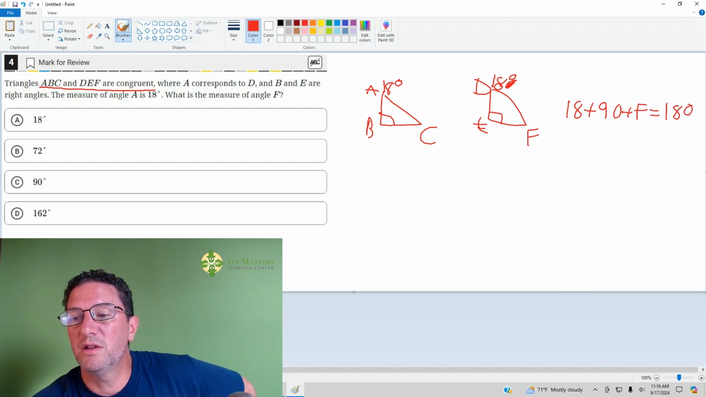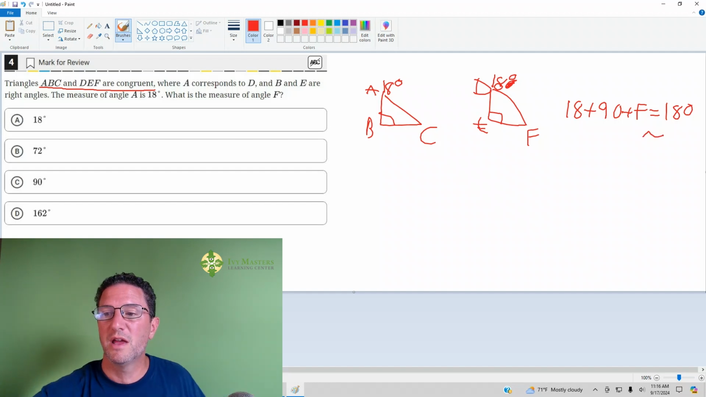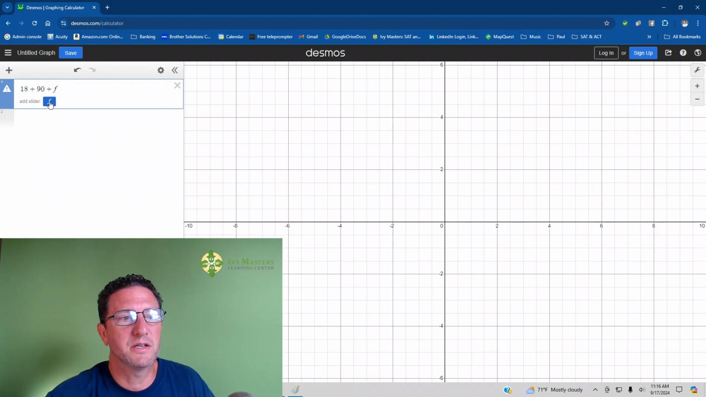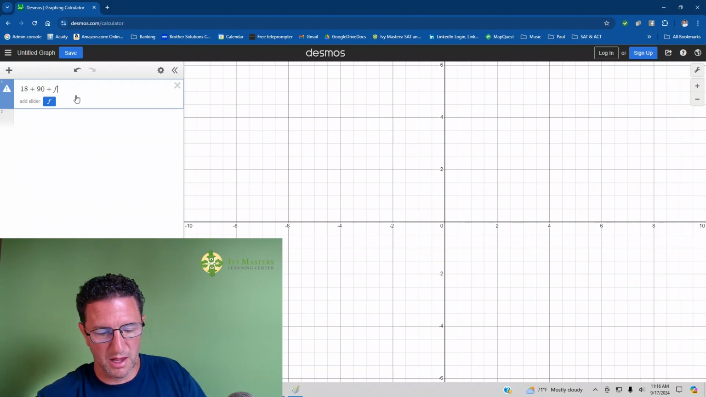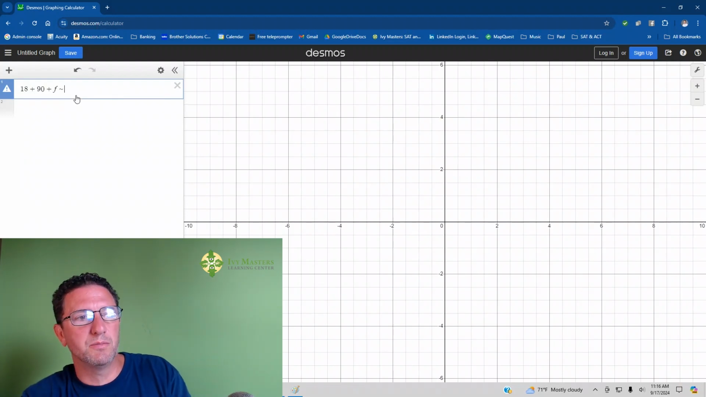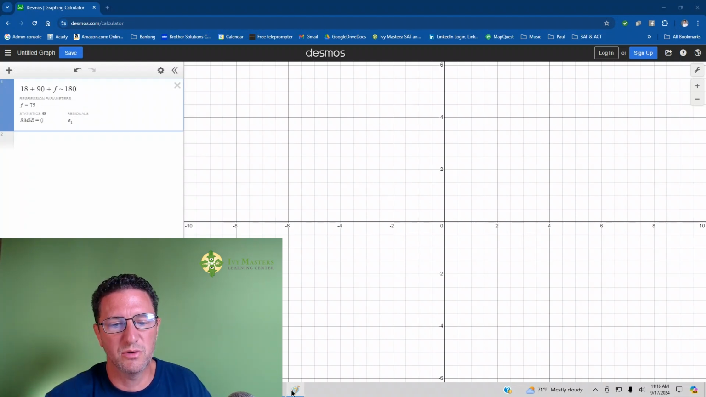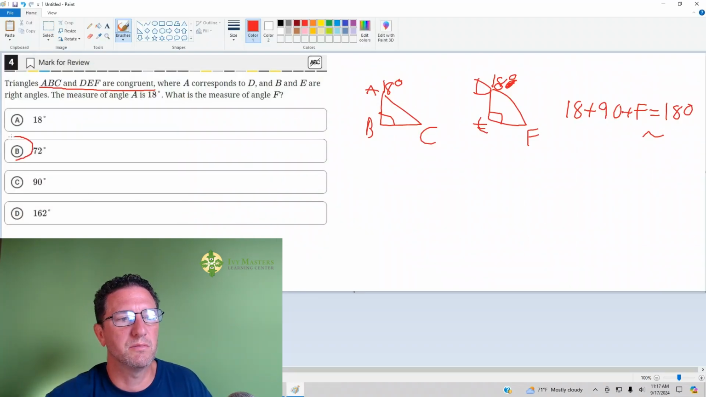And you could leave the math to Desmos. Instead of putting the equal sign, put the tilde, and it will solve it for you. Check this out. If I pull up Desmos, I've got 18 plus 90 plus F. Shift, upper left of your keyboard, the tilde, 180. It gives you your answer, 72. B is correct. Mark it, move on.